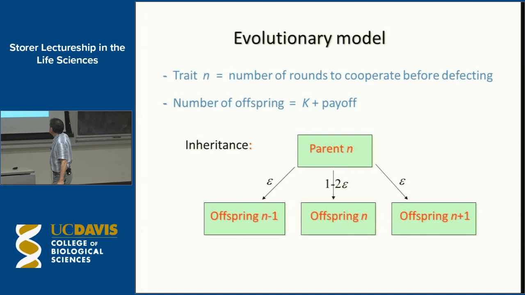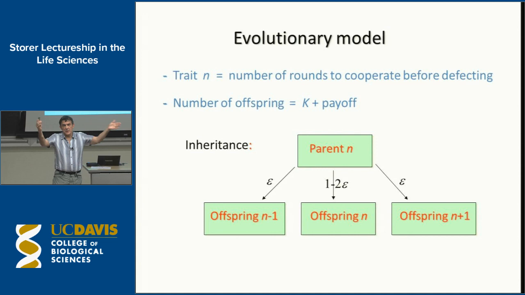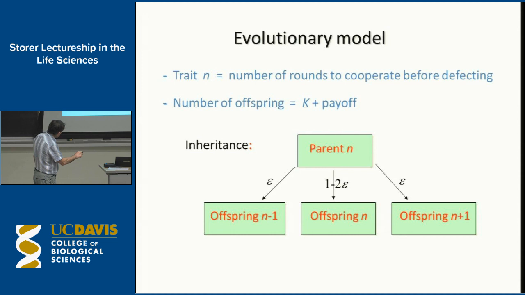If a parent, it's an asexual model, if the parent cooperates for n rounds, the offspring cooperates for n minus 1, n or n plus 1, bounded at 0, etc., where epsilon, if you like, is a sort of mutation probability. Small epsilon means that the offspring tends to be the same as the parent. Large epsilon means you get some spread.